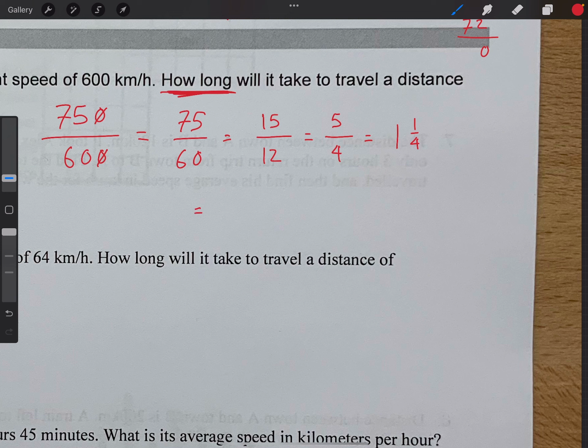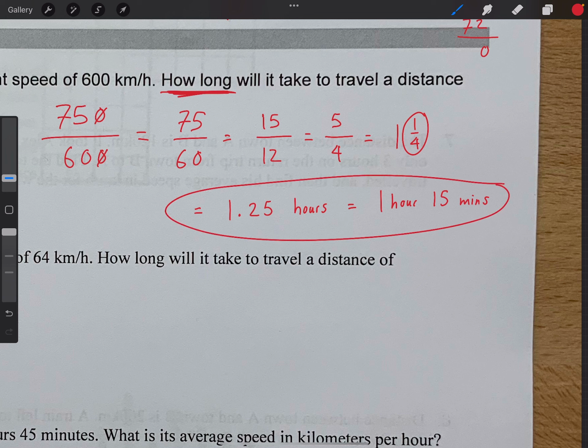Or you could say that's 1.25 hours. Or you could say that is 1 hour, and 1/4 of an hour is 15 minutes. So 1 hour and 15 minutes. Okay, either of these answers is acceptable. You can leave it as 1.25 hours, that's fine.